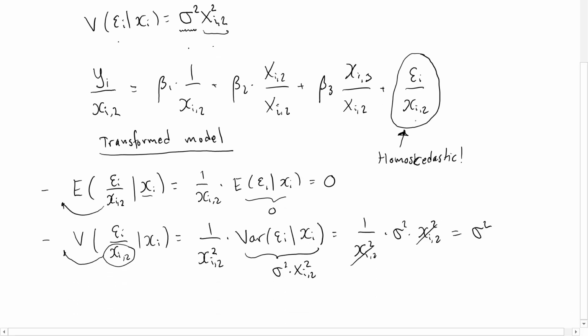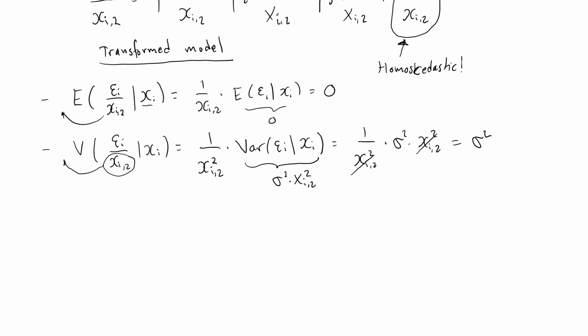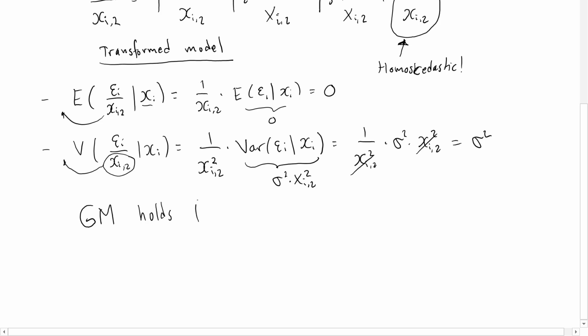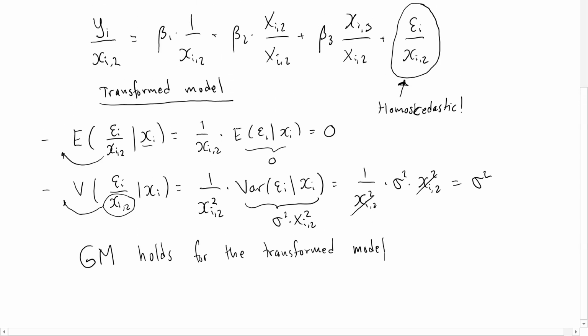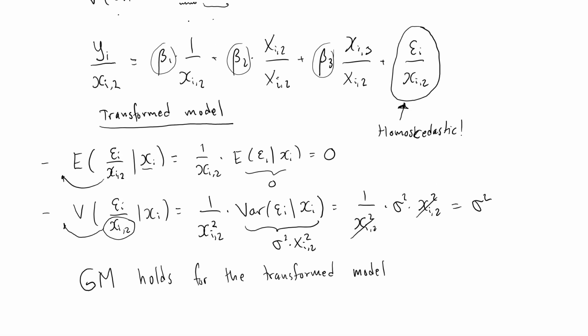The error terms in the original model were heteroscedastic. These are homoscedastic. We've checked both of these conditions for Gauss-Markov, and that means that Gauss-Markov holds for the transformed model. Not for the original one, but for the transformed model. And notice that I have the same beta parameters in the transformed model as in the original one. So I can actually estimate those, but doing it based on the transformed model instead.